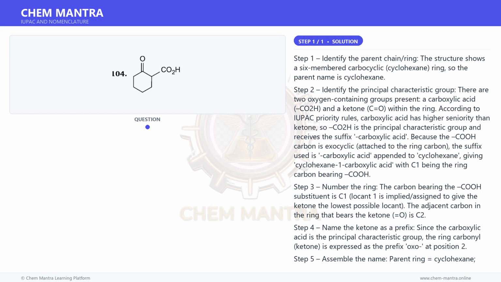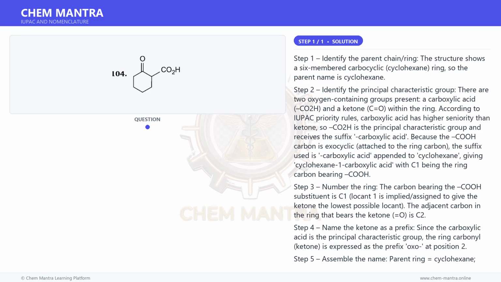Step 3. Number the ring. The carbon bearing the CO2H substituent is C1. Locant 1 is implicitly assigned to give the ketone the lowest possible locant. The adjacent carbon in the ring that bears the ketone, C=O, is C2.